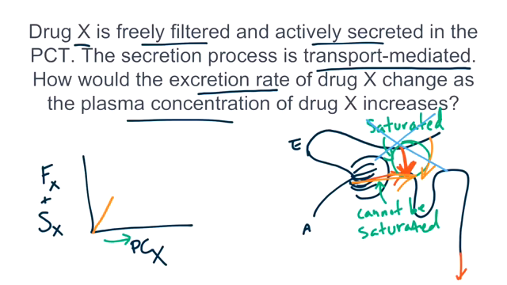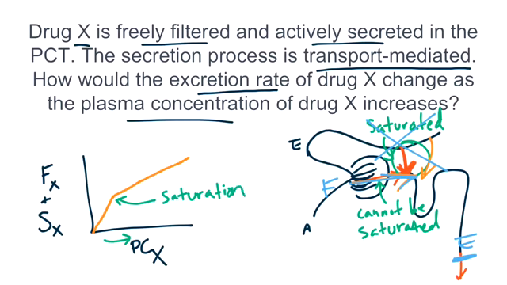This means that the only component of the system contributing to the net excretion, so here's excretion, the only component of the system contributing to the excretion of drug X is filtration. So overall, the excretion of drug X will continue to increase, but it will be at a slower rate. And this is due to the saturation of the transport-mediated secretion process. So after we reach saturation, the slope will decrease like this. So again, saturation on this figure occurs right here.